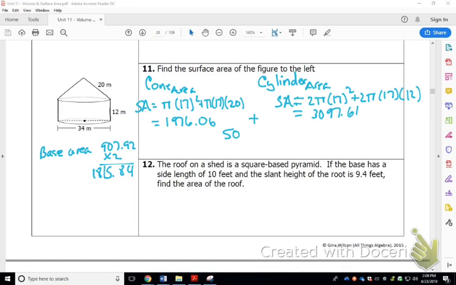Oh, tell me what you got when you added those two together. 5,000 what? 5,073.67. So now we're going to subtract out those sides that are not lateral anymore, which is the 1815.84. That should give you a final surface area of 3,257.83.